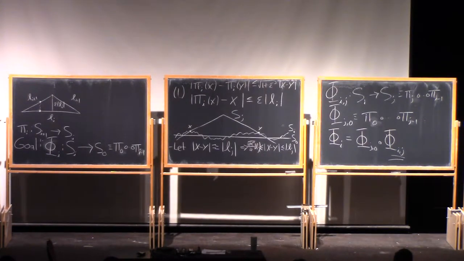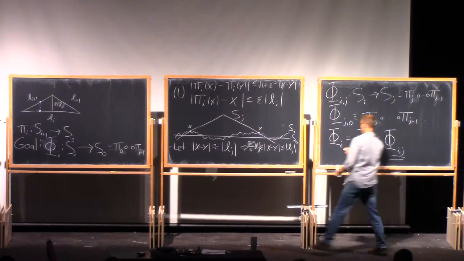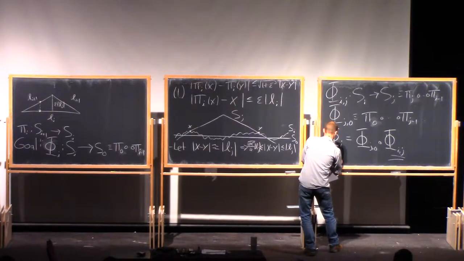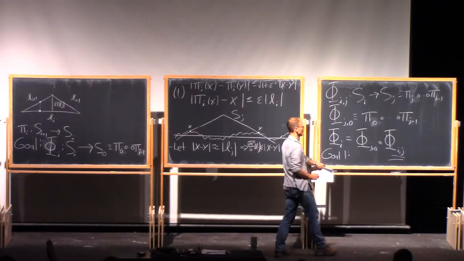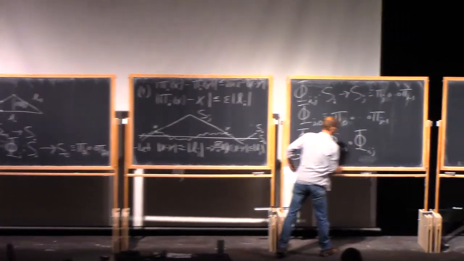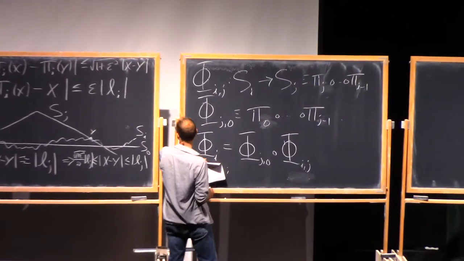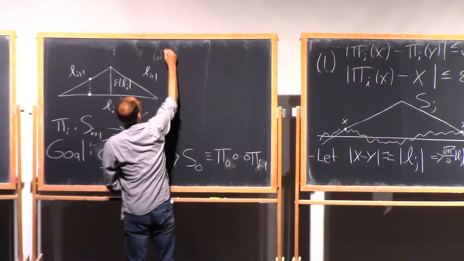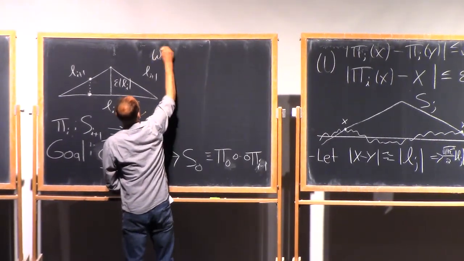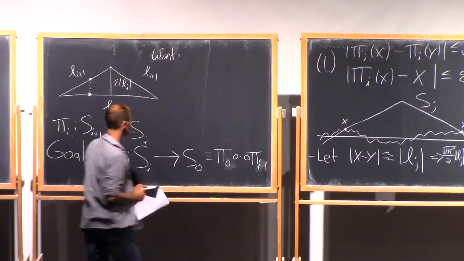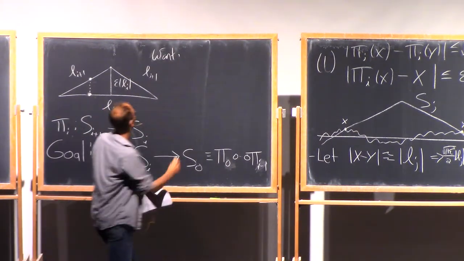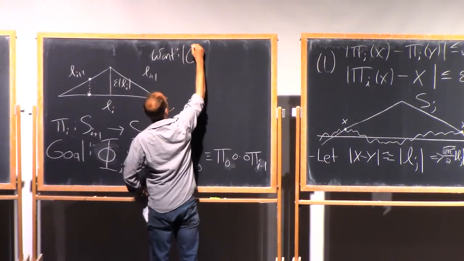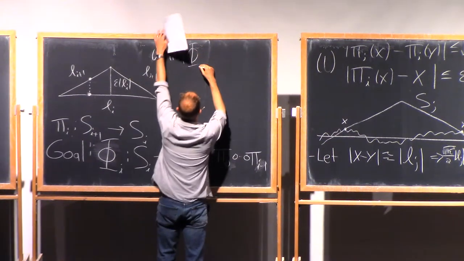So let's write a goal. Goal one. Let's do a series of goals that each keep getting more and more refined. Our map was defined here, so let's show one direction of the biholder estimate, and the other is verbatim.